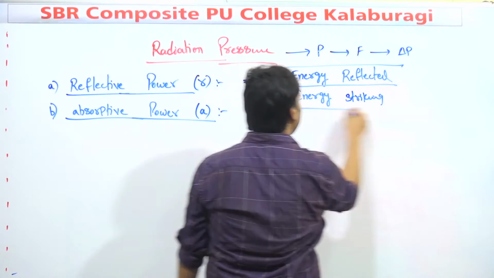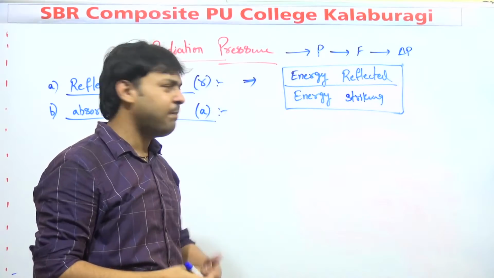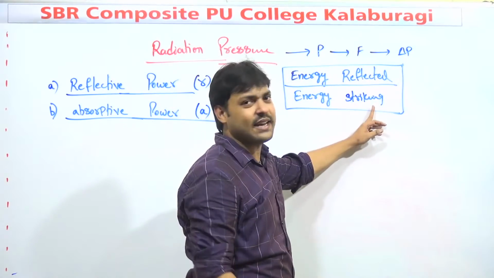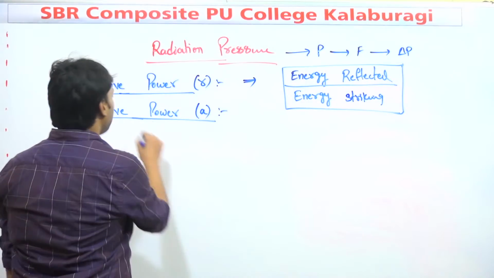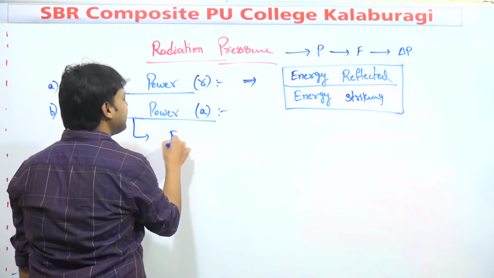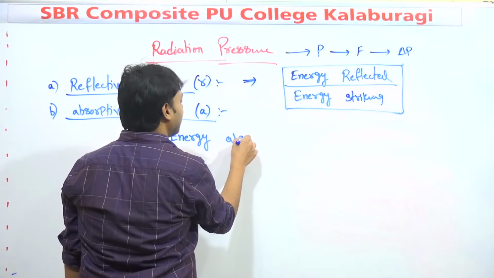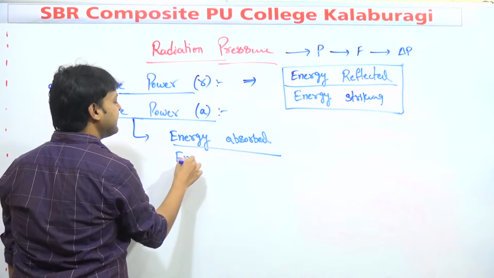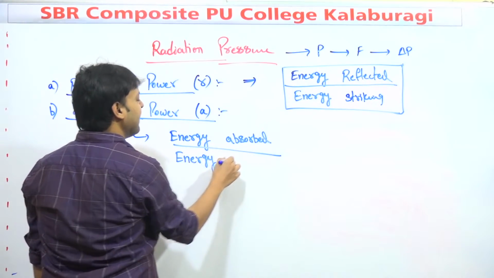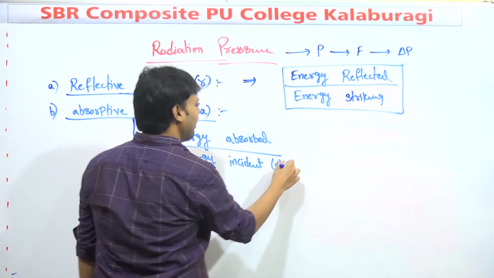Energy reflected upon energy striking, or number of photons reflected upon number of photons striking. We call it the reflective power. Next, absorptive power: energy absorbed upon energy striking, or incident.